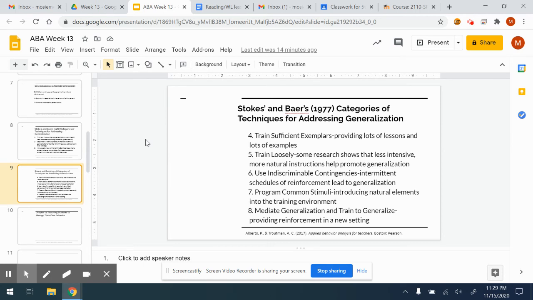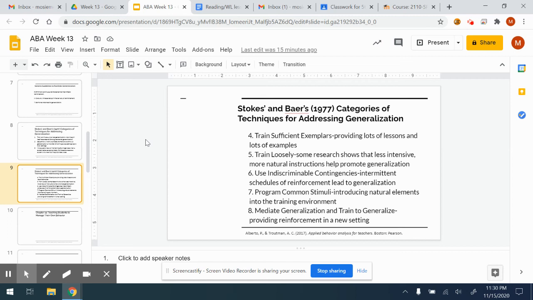Use indiscriminable contingencies. So again, going back to that intermittent schedule of reinforcement. When a student starts to respond when they are not reinforced every single time they display the behavior, then they are more likely to continue to perform the good behavior, not knowing exactly when they will be reinforced for it. And again, that's not something we would want to do at the acquisition stage, or even as they're acquiring fluency. This would be when we get to the maintenance and generalization stages.